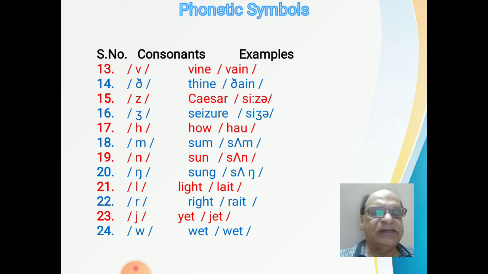And 24th is w. Note the difference between 13th and 24th. In 13th, I told you v is labiodental. Your lower lip touches the upper teeth, wine. But this 24th one is bilabial. Bilabial means both the lips will be used to articulate this sound. First, you will round your lips, just as when you say oo sound. In this way, you have to round your lips and then say w. Wet. This is w sound.